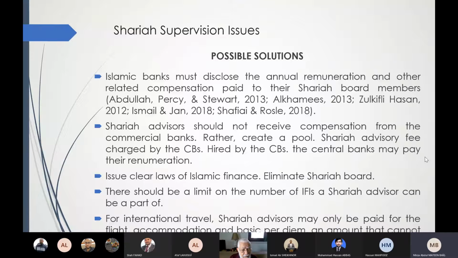Number two, number three, the minimum qualification is Darse Nizami. Higher education like MA Islamiyat, economics, or in the discipline of banking and finance may be an added qualification. This is the main requirement. Even with these requirements, they are not really always adequate.